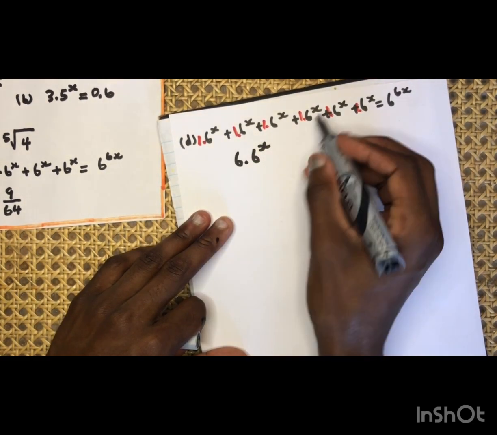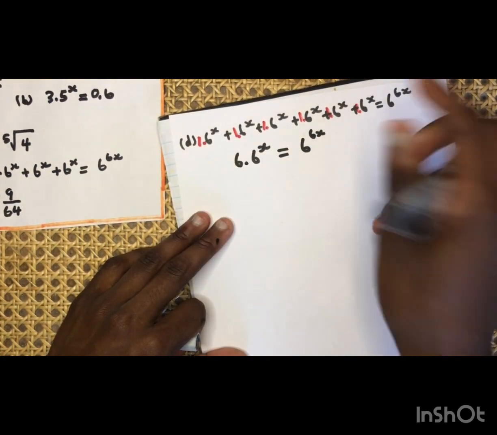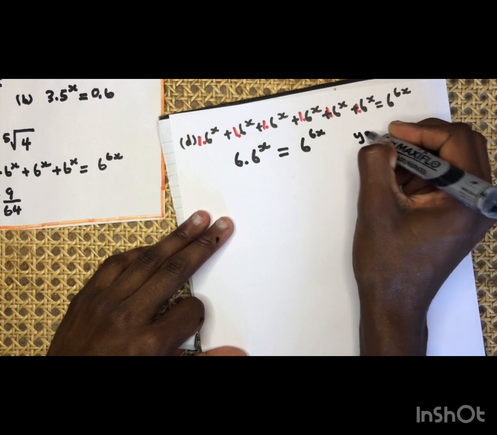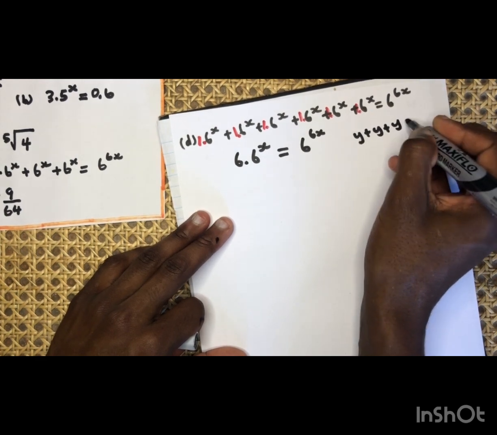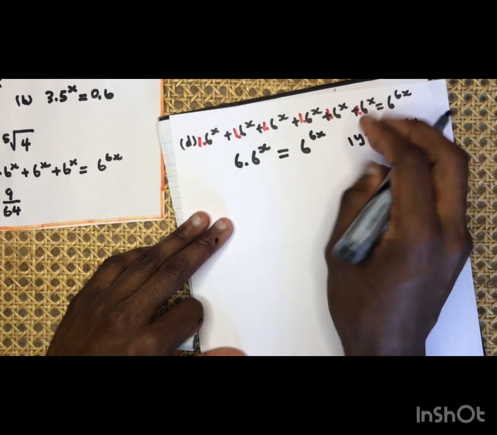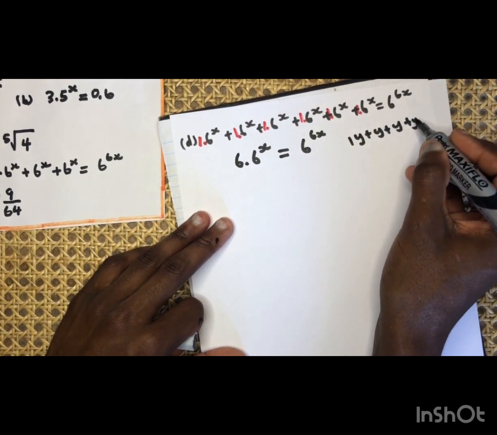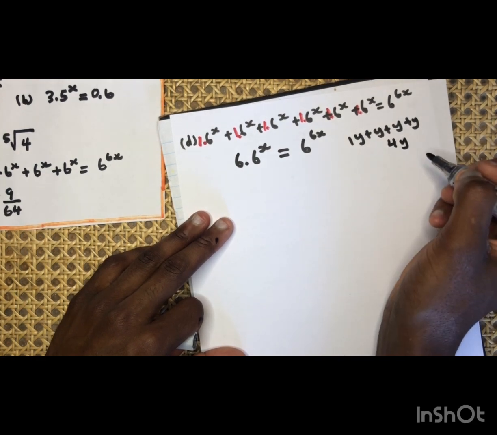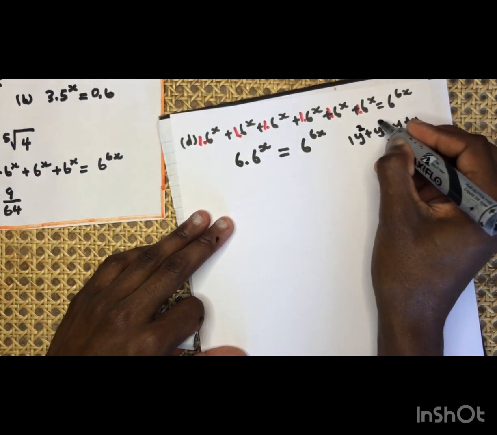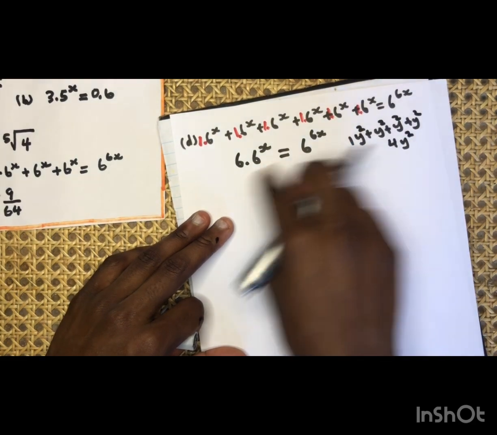Now, this equals what? To 6 to the power 6x. We're just adding this, guys. It is the same as if I have y plus y plus y plus y. You have 1 here, 1 here. These are like terms. You just have y plus y is 2, plus y is 3, plus y, which means we have 4y. Even if you were having y squared plus y squared plus y squared plus y squared, you are going to have 4y squared. This is the same.